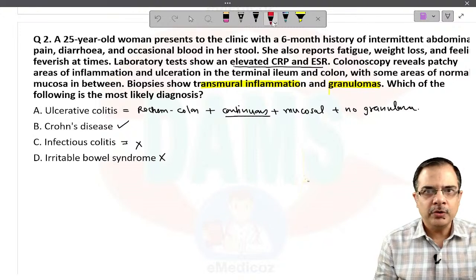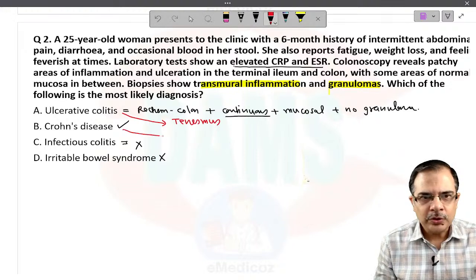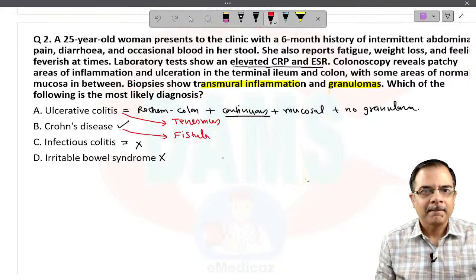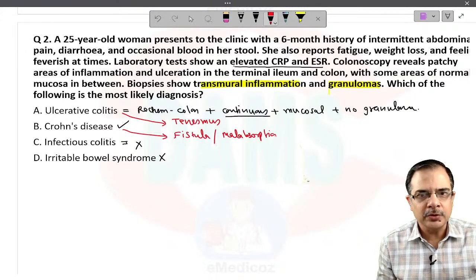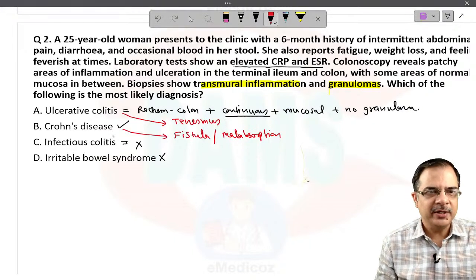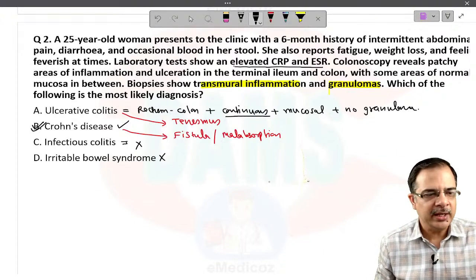Also for your questions, the keyword for ulcerative colitis will be tenesmus, while for Crohn's disease the keyword will be fistula formation. And because of the small intestine involvement, we will have malabsorption present in Crohn's disease. These clinical features and keywords will differentiate Crohn's from ulcerative colitis. So the answer here will be Crohn's disease. B will be the correct answer here.